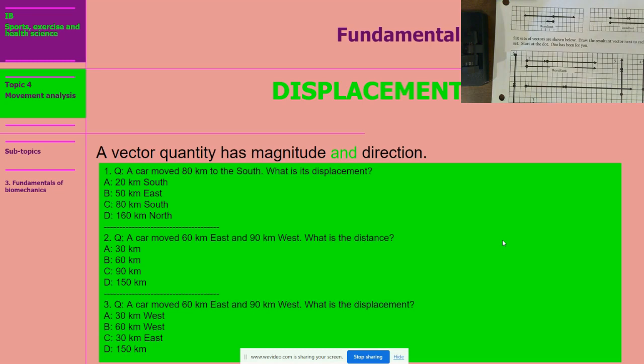It's a question: a car moved 80 kilometers to the south. What is its displacement? And that's 80 kilometers to the south. It went in one direction.